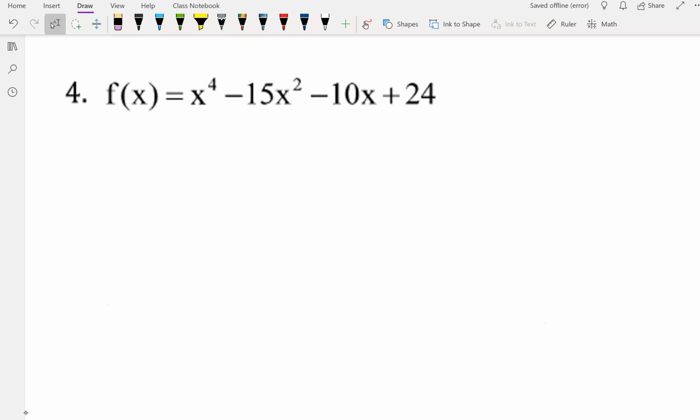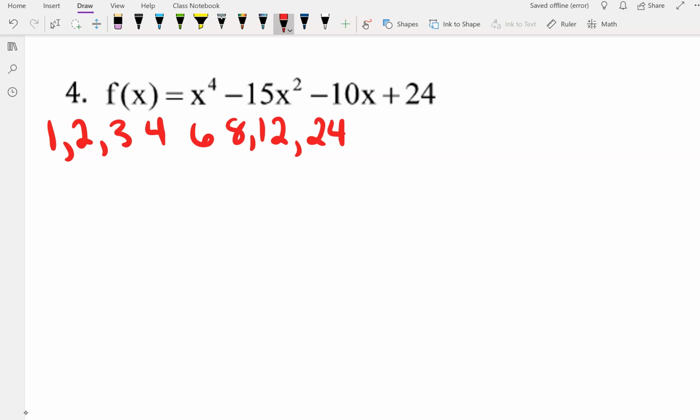We're going to find all of the possible rational roots first. We're going to do the factors of 24. So 1 and 24, leaving a big gap because I think there are a lot of them. 2 and 12, 3 and 8, 4 and 6. 5 doesn't go in. 6 goes in, but I already have that one, so that means I'm done.